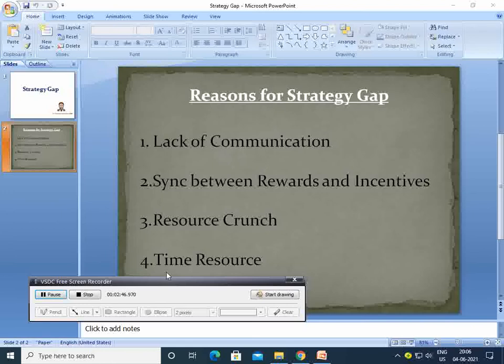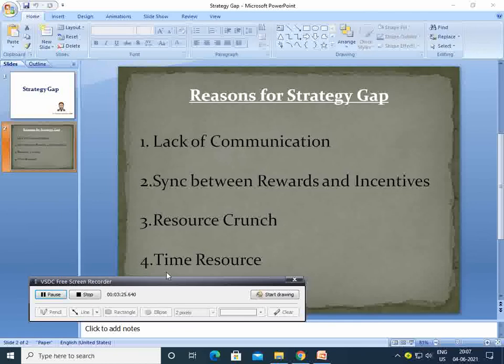But what happens is there is a lack of communication between the management and the laborer. That lack of communication leads to strategic gap, because the staff working at L1 level, the last level just above the laborers, the team of engineers, is not aware of what is happening. Only the top leadership knows that this is the strategy and we have to follow it. So that leads to a strategic gap.